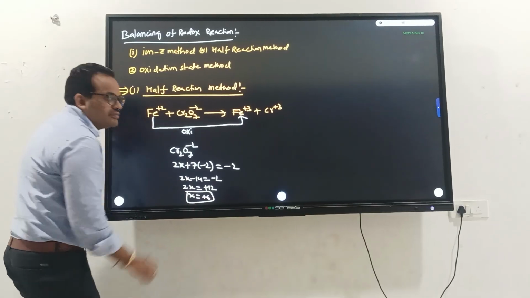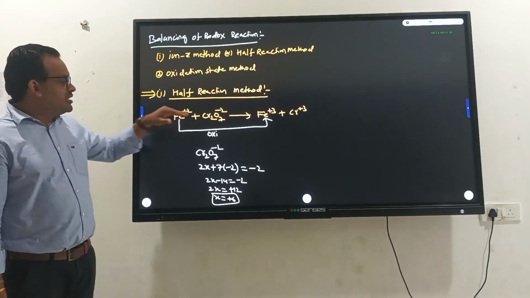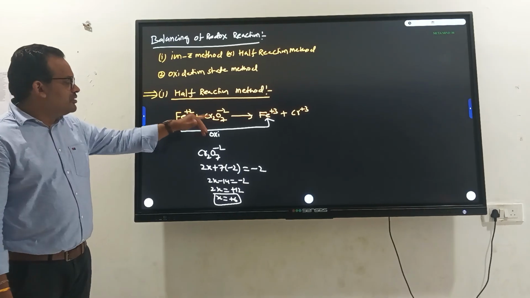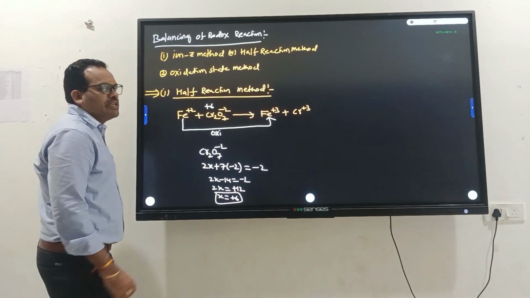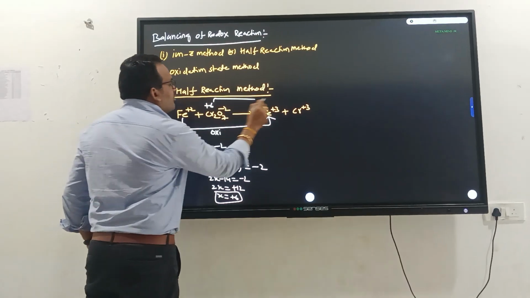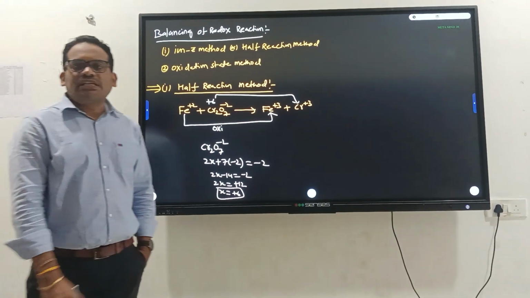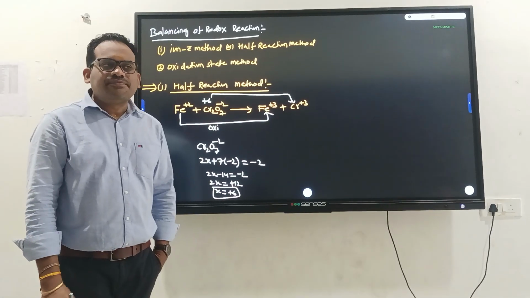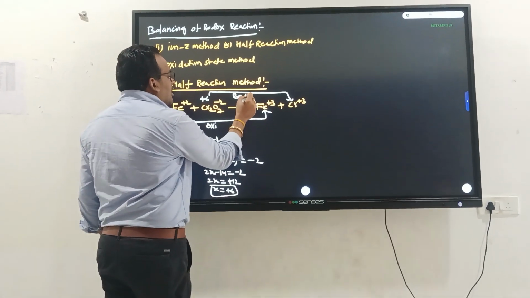Now you got it, children? So here we are finding the oxidation state for each element. Here iron is plus 2, and what is the chromium oxidation state, children? Chromium oxidation state is plus 6. Now plus 6 to plus 3 is going. So this is which reaction? Oxidation or reduction? This one is reduction, children.